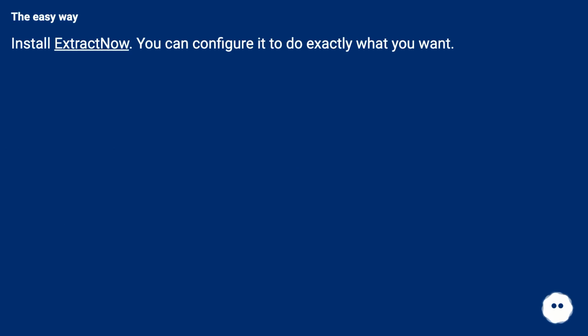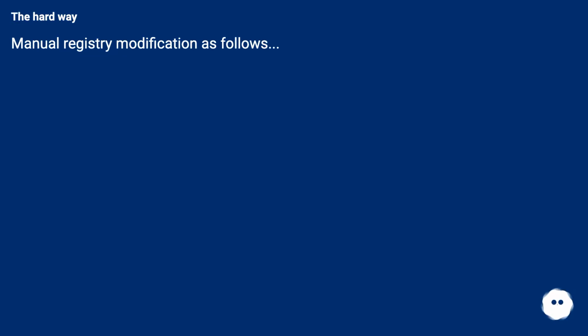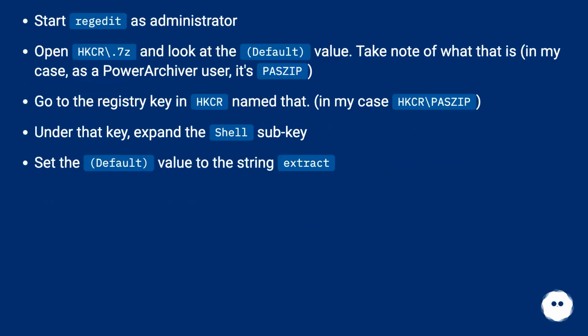The easy way: install Extract Now. You can configure it to do exactly what you want. The hard way: manual registry modification as follows. Start regedit as administrator. Open HKCR\.7z and look at the default value. Take note of what that is.